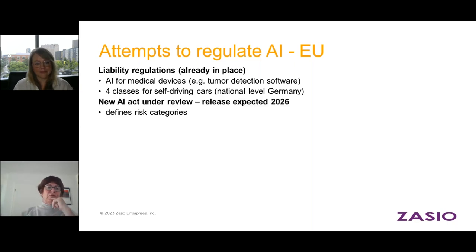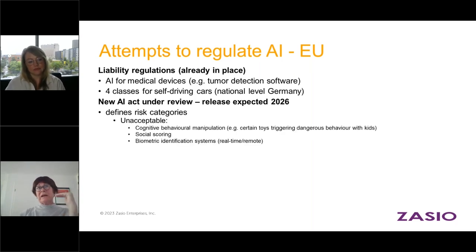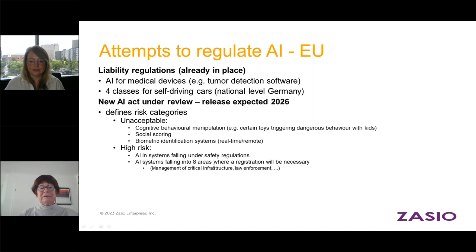We will have a new, similar to the GDPR, a new AI Act under review right now, with a release expected in 2026 as a new regulation for the EU, which defines risk categories. When it comes to the ethical approach, some are unacceptable and will have huge penalties, such as cognitive behavior manipulation and social scoring. You have another category as high risk: safety regulations, critical infrastructure, law enforcement, etc.